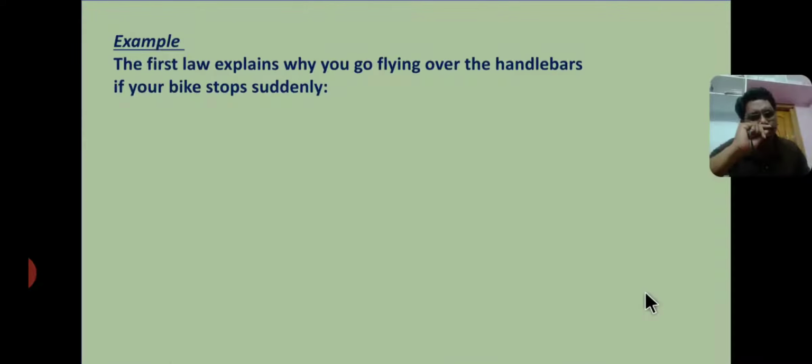Now coming to another example. Newton's first law explains why you go flying over the handlebars if your bike stops suddenly. It is related to the previous example.